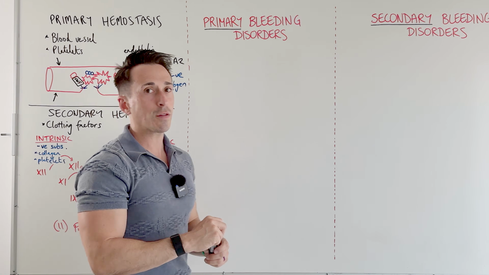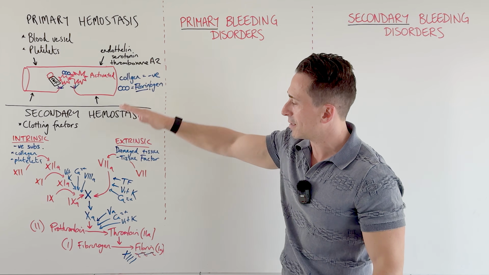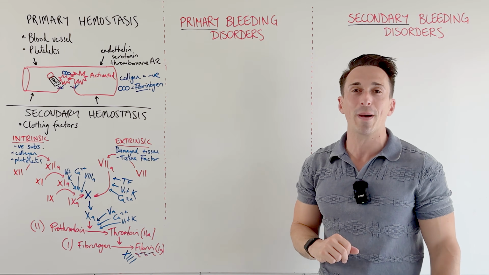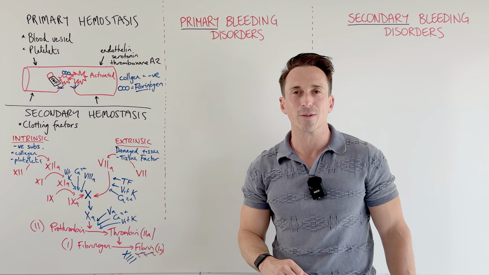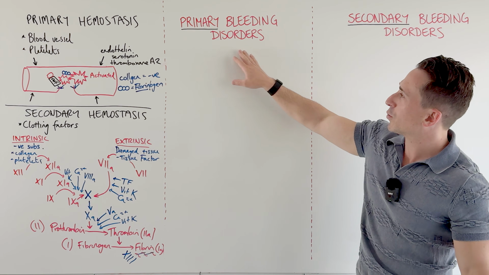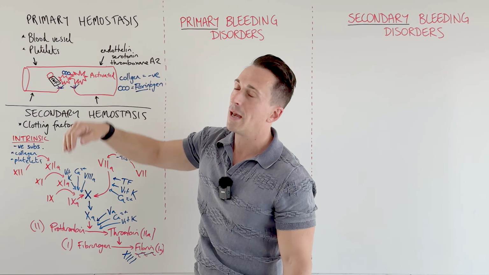Right, now, I know that this isn't the bleeding disorders, but we need to understand this so we can now talk about the primary secondary bleeding disorders. So, primary bleeding disorders are issues with primary hemostasis.